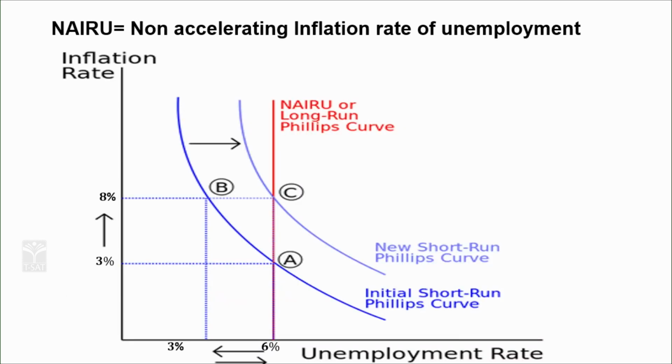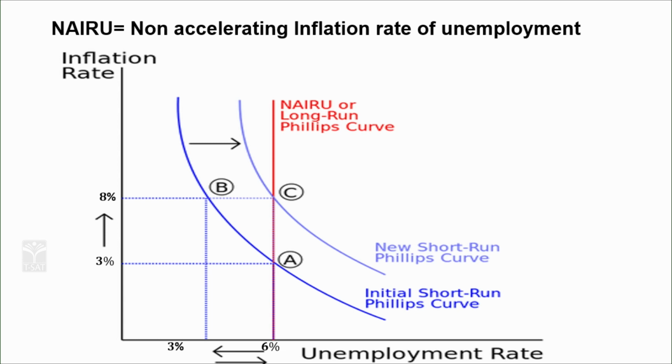Here we will explain NIRU, the non-accelerating inflation rate of unemployment, which has been explained by modern economists like Milton Friedman. On the OX axis, we are taking the unemployment rate, and on the OY axis, we are taking the rate of inflation.